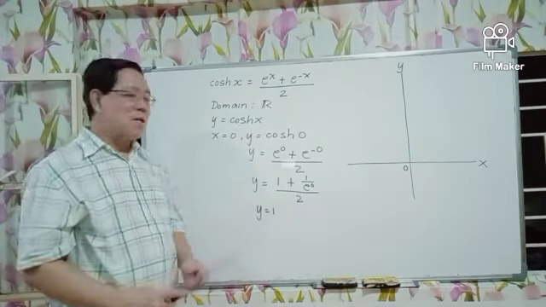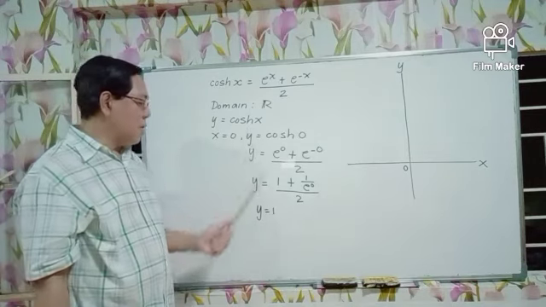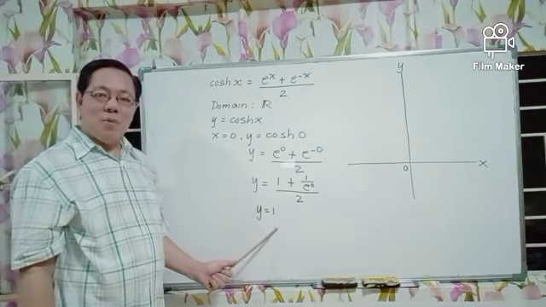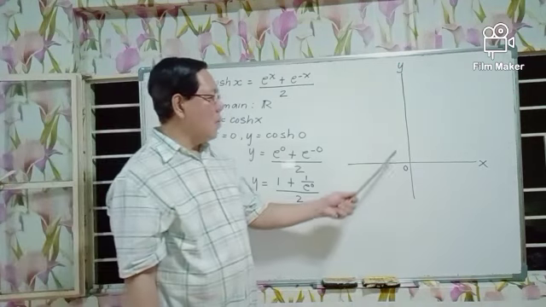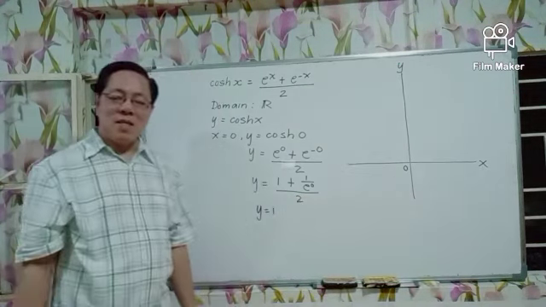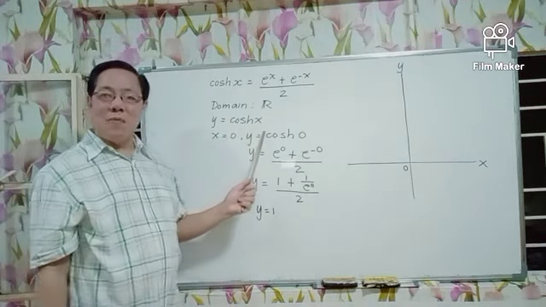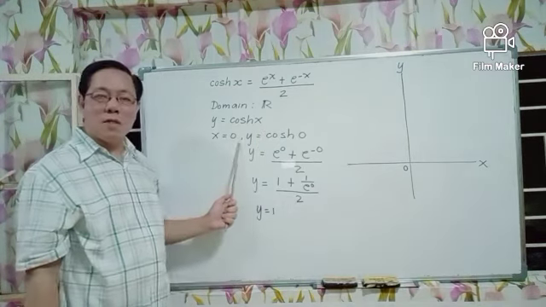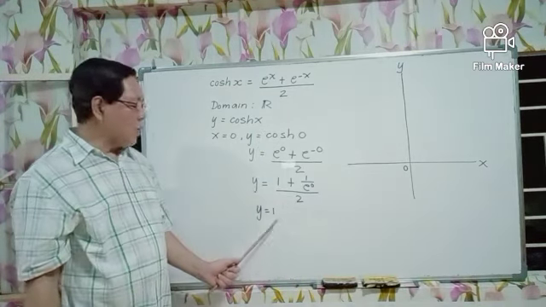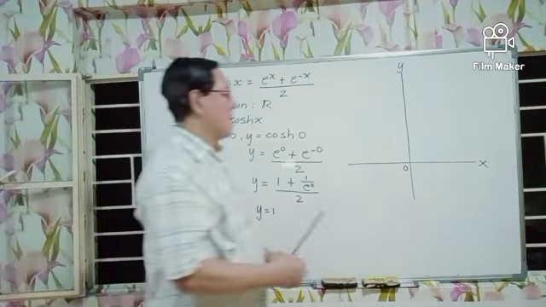Hence, when x is 0, the value of the hyperbolic cosine of x is 1. And when we plot this point, 0, 1, where x is 0 and y is 1, it means that the graph of the hyperbolic cosine of x will pass through the y-axis at the point 0, 1, or at y equals 1 on the y-axis.